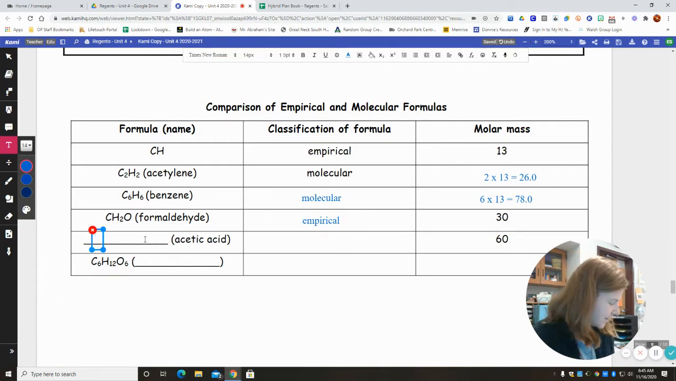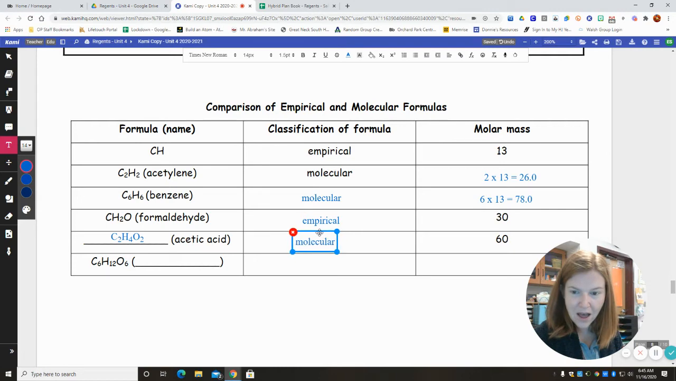Acetic acid is the fancy chemical name for what's in vinegar. Vinegar is acidic because it has acetic acid in it. The formula for this is C2H4O2. It's a 2 to 4 to 2 ratio. You can reduce that down, which tells me that this is molecular. Its molar mass is twice the amount of formaldehyde, right? So 2 times 30 would be 60.